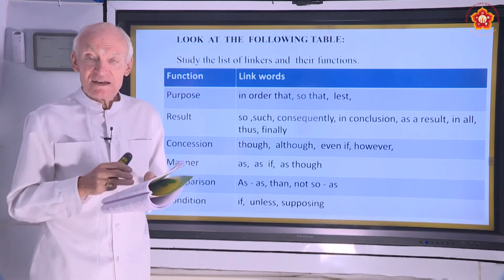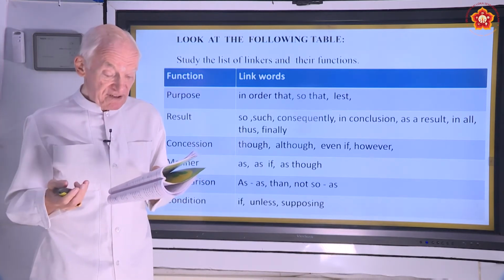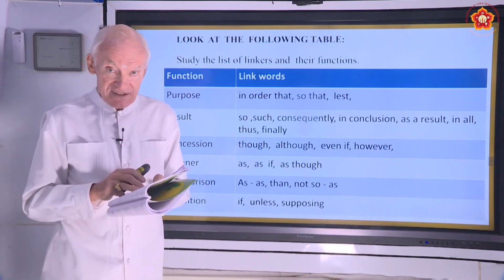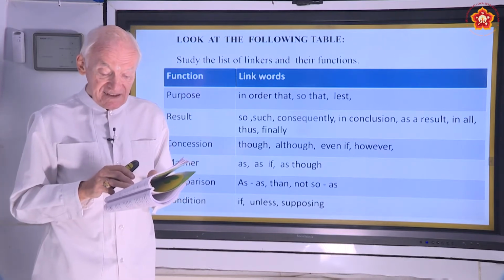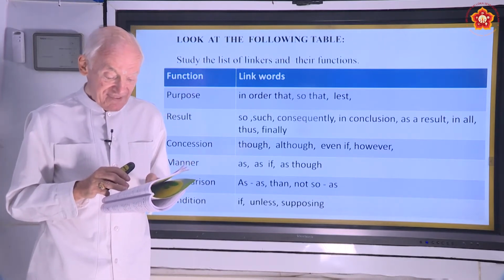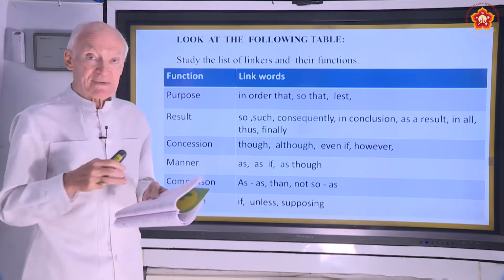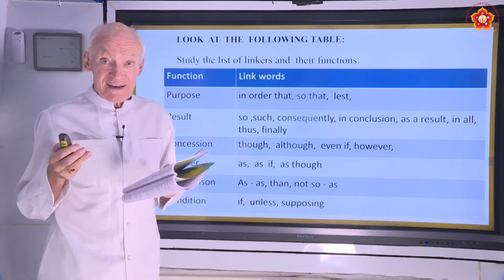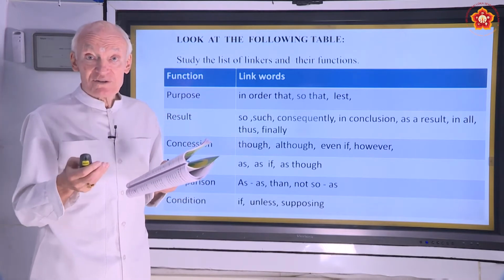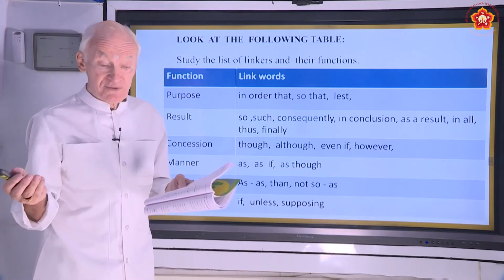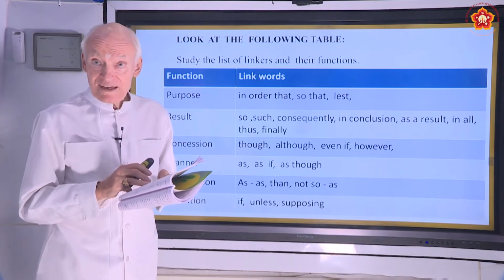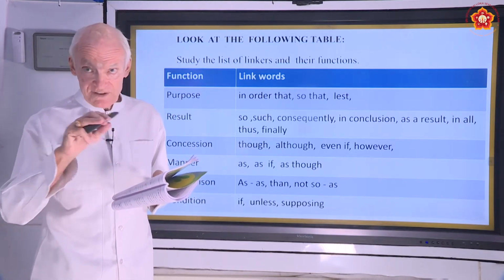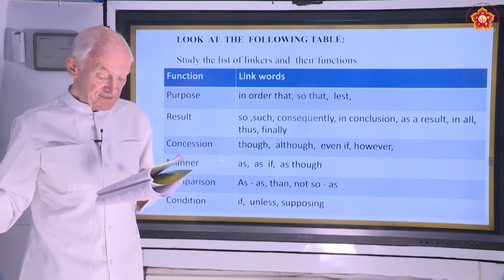And comparison. Sometimes in your writing you'll have a comparison. So the linkers for comparison are as, than, not so as. And then condition. Sometimes you'll put a condition on your work, okay? A condition. If. I can go to school if I have a ride or if the bus is running, okay? Unless, supposing. These are all conditions that you put on your sentence to go to the next sentence.